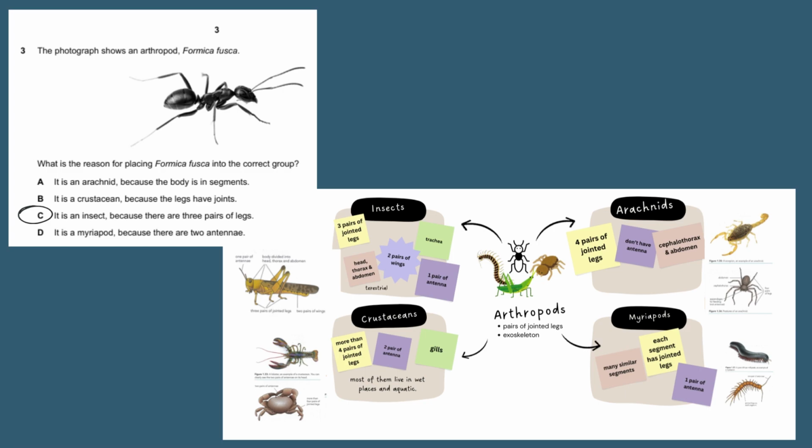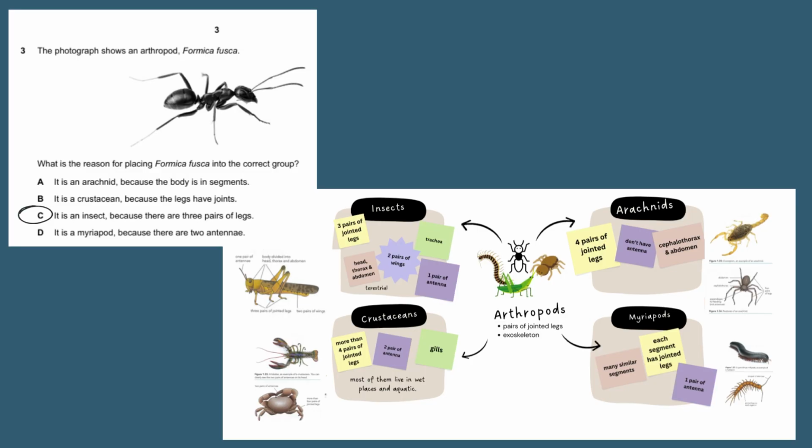That is the reason. Another option mentions segments, but that is not correct. Option B is mentioned because the legs are jointed, but that's not a reason, as all arthropods have jointed legs. D mentions antennae, but that's not a special feature to categorize something as an insect.